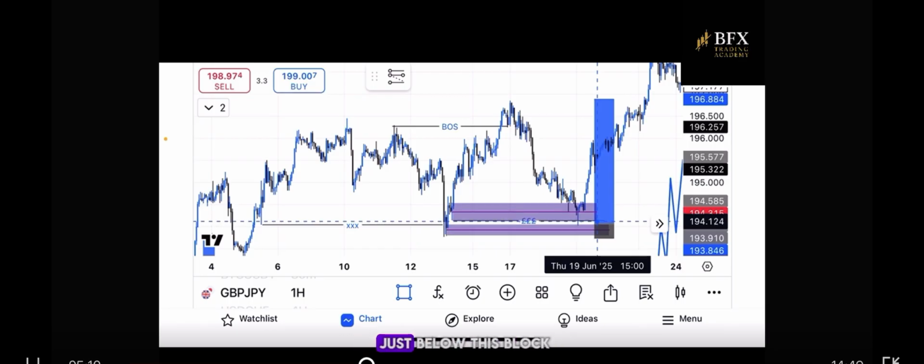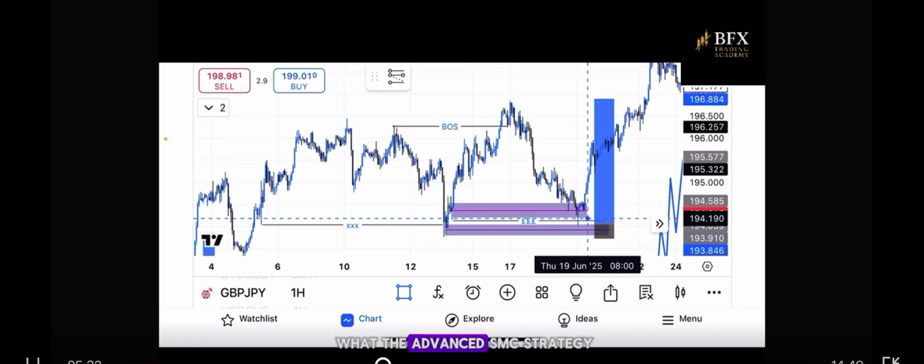Retailers have placed their stop losses just below this block, because they think that since price has already created a break of structure, they can go into the market just because they trade solely on SMC and not the pure SMC strategy. Now, we deal with the advanced SMC strategy. We think like the smart boys. What does the price itself create? That's what the smart boys always think about.